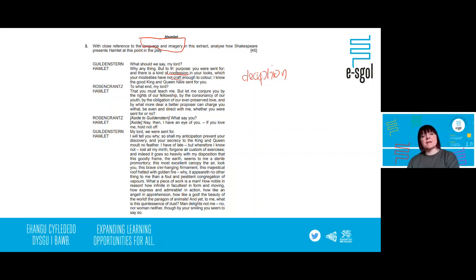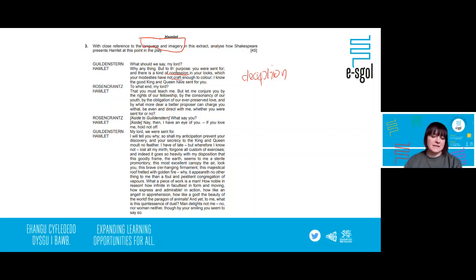And then Rosencrantz asks, to what end, my lord? That you must teach me, but let me conjure you by the rights of our fellowship. The fellowship he's talking about is their friendship. By the constancy of our youth, by the obligation of our ever-preserved love, and by what more dear a better proposer could charge you withal, be even and direct with me, whether you were sent for or no. So there's this kind of colloquial rhythm of exchange between Rosencrantz, Guildenstern and Hamlet, and it reflects his relationship with the two.